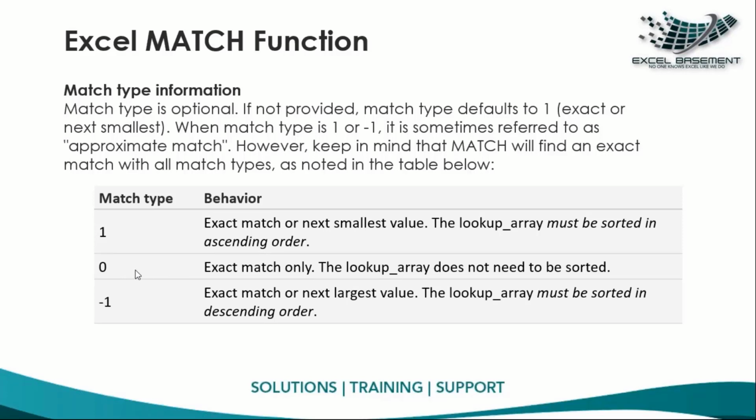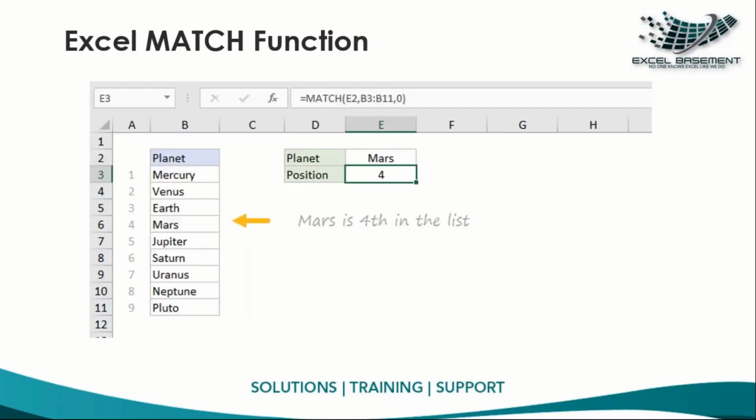If you are using 0 for the exact match, that does not need the data to be sorted. And if you're using -1, you have to sort your data into descending order. Why we are doing that, I will tell you with a practical example. When we don't have exact matches, we need to identify whether we do an ascending order approximate match or a descending order match. So we use 1 or -1.